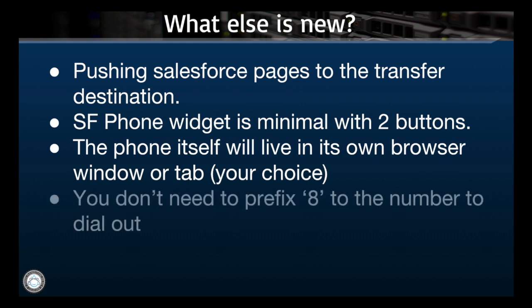And you don't need to dial 8 to get an outside line anymore. In fact, if you're dialing to a number in the Americas, that'd be Canada, Mexico, or the United States, you also don't need a 1. You can just simply dial the 10-digit number and it'll go out as you expect.